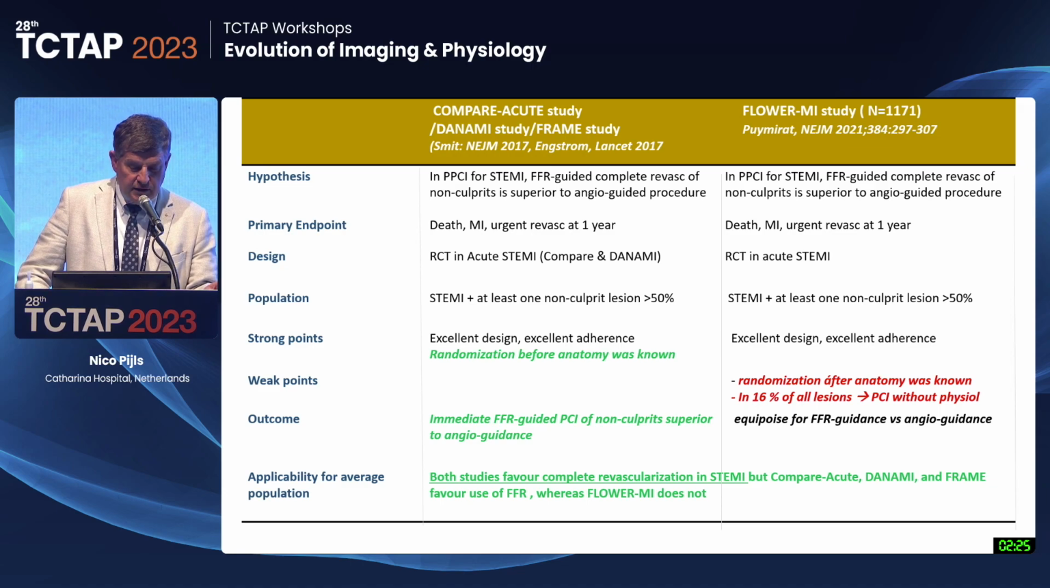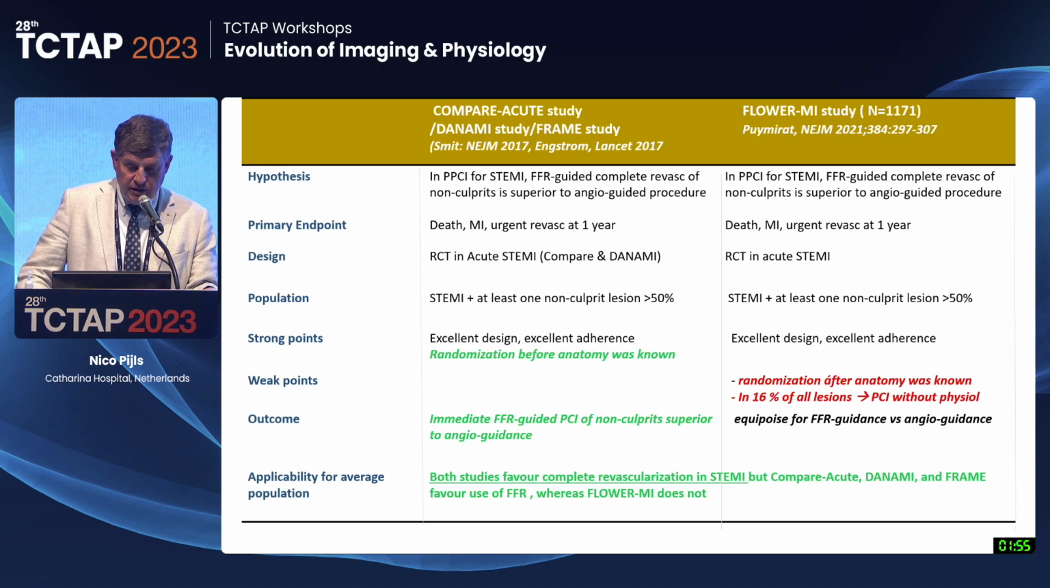And it doesn't matter if that is all done within one procedure or if the additional PCI is done within the same hospital stay. The primary endpoint is the same in both studies. Both studies are RCTs. The population was identical. There was a difference in the design. In the COMPARE-ACUTE and the DANAMI study, the randomization was performed before anatomy was known. In the FLOWER-MI study, the randomization was performed after the anatomy was known. So that can induce some bias.